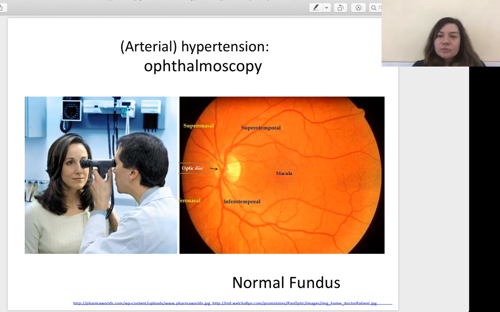Here you see a device for this investigation. Usually it is done by an ophthalmologist, but it is a usual skill for a general practitioner. That's why we usually have to know how to do it. We have to know the technique and normal anatomy. Here you see a picture of a normal fundus.